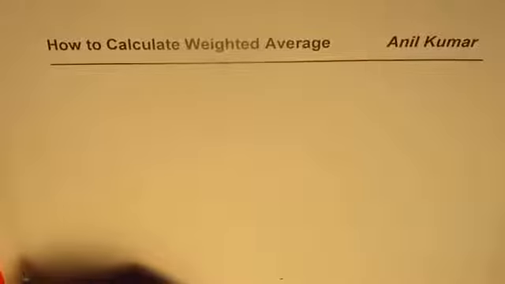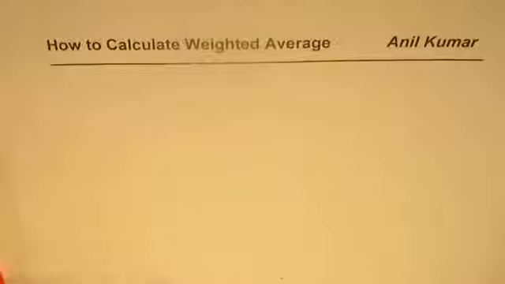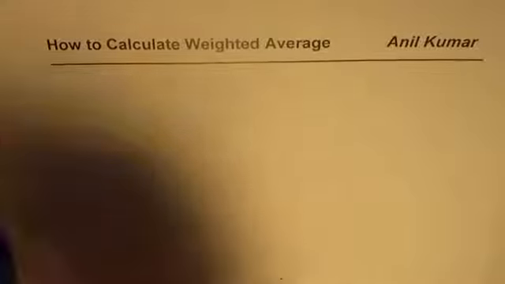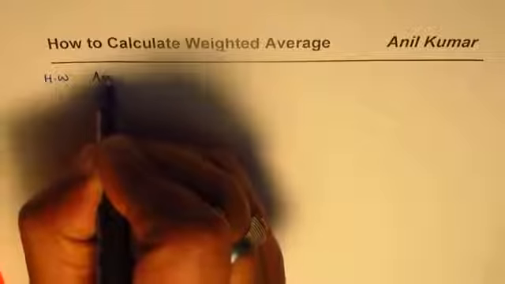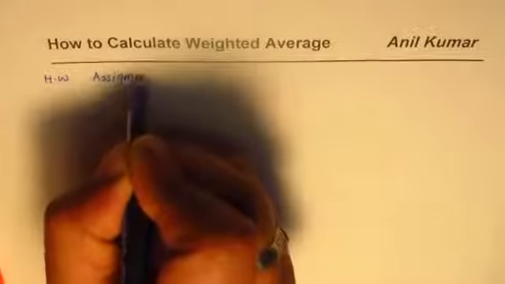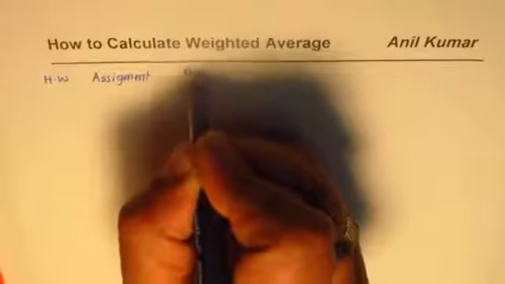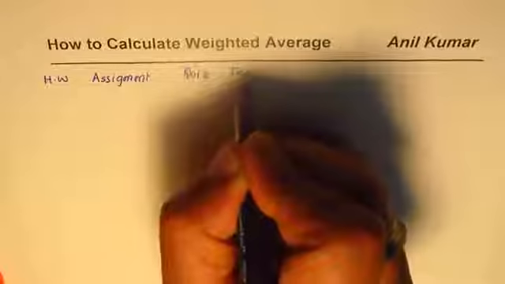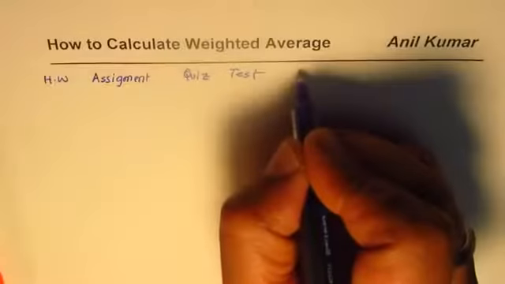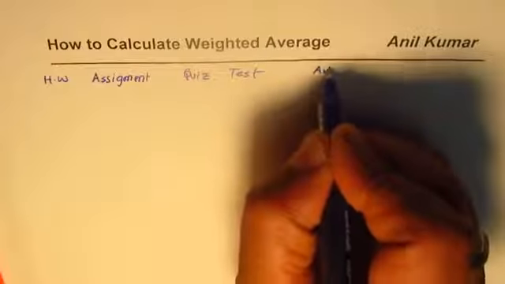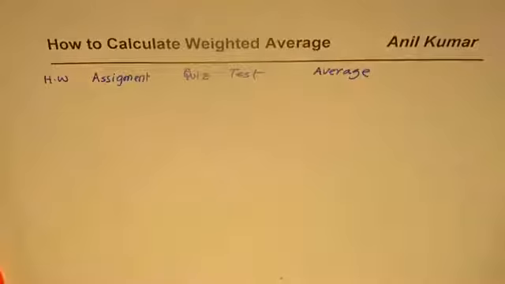So let me take up a question. Let's say we have to evaluate a person's marks in maths, and let's say we have homework and some assignment, some quizzes and a test. Based on these four things, we want to find the average, right? So we'll write average for the time being. We'll give the name weighted average once we understand what it is.